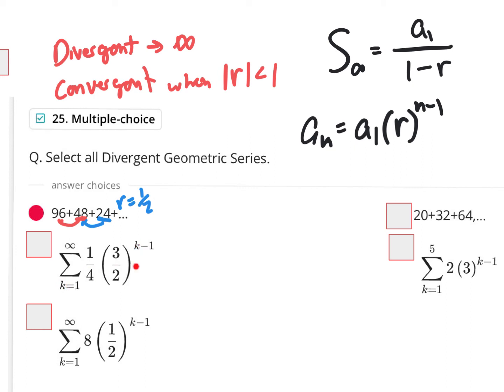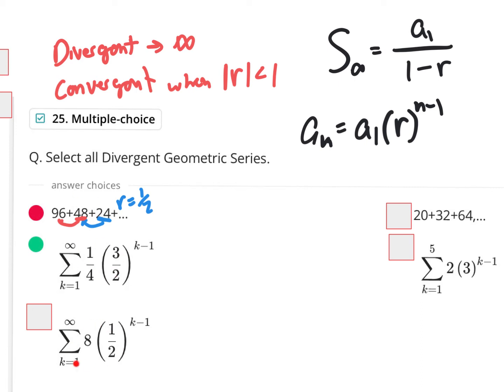So the question is, is this one a divergent geometric series? What do you guys say? It all depends on your r value. What's your r value? It's greater than 1, isn't it? 3/2 is 1.5. So this guy will be divergent. So right here, you're going to select this one. We're going to see a green mark. There it is. This is definitely divergent. This one's convergent. This one's divergent.